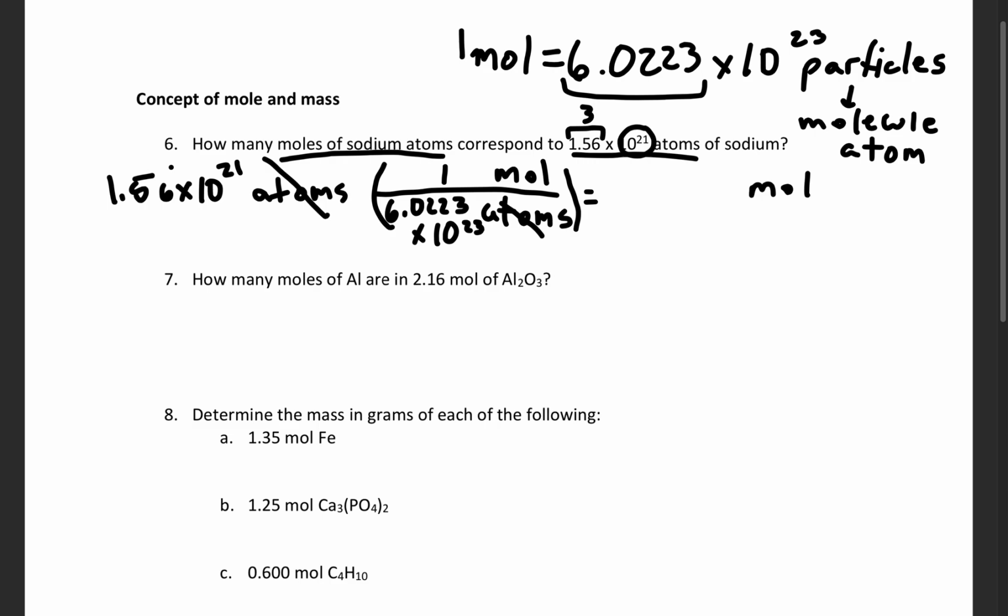1.56 EE to the 21st divided by 6.0223 EE to the 23rd, and I ended up with 0.002. All right, so that's 2 times 10 to the minus third. I'm pretty close. 0.02903. All right, so I ended up with 0.00.